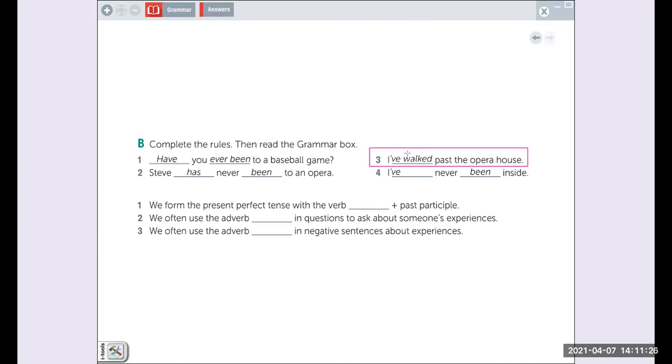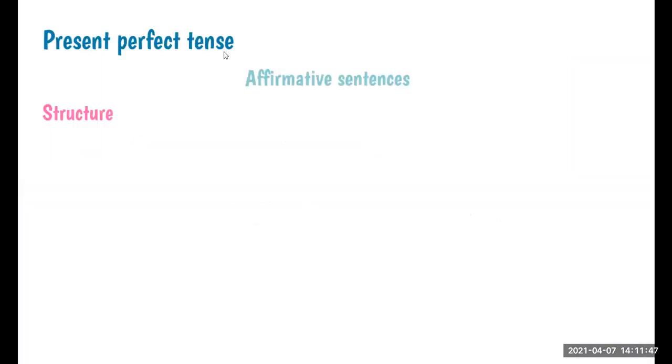What is this form of the verb? In the past simple? Past simple, yeah. Not exactly. No. It's the past participle form of the verb. Okay. And the rest of the sentence. So let's check this in the structure of the affirmative sentences.